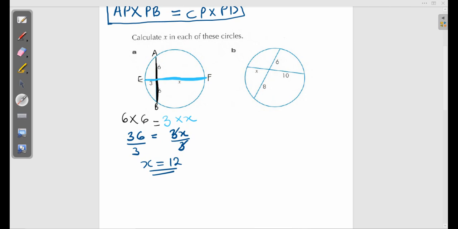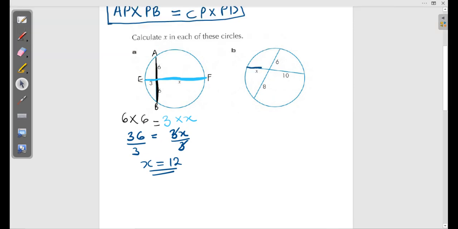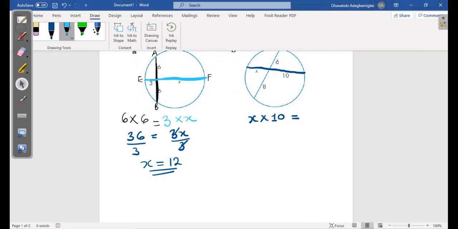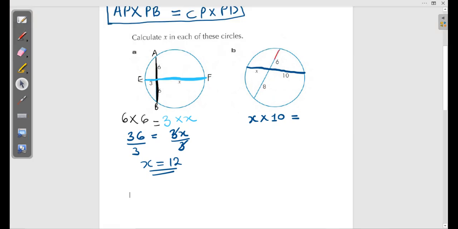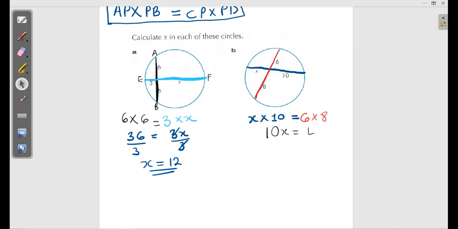Good. Now let's look at the second question. Here one chord is x times 10, and that is equal to the second chord, which is 6 and 8, so 6 times 8. That produces one fantastic result. x times 10 is 10x, equal to 6 times 8, which is 48. Dividing both sides by 10, x is equal to 4.8. And that is how you do intersecting chords. It's as easy as that.